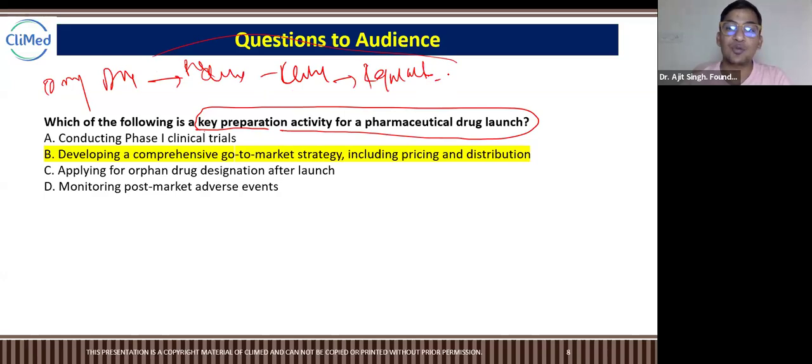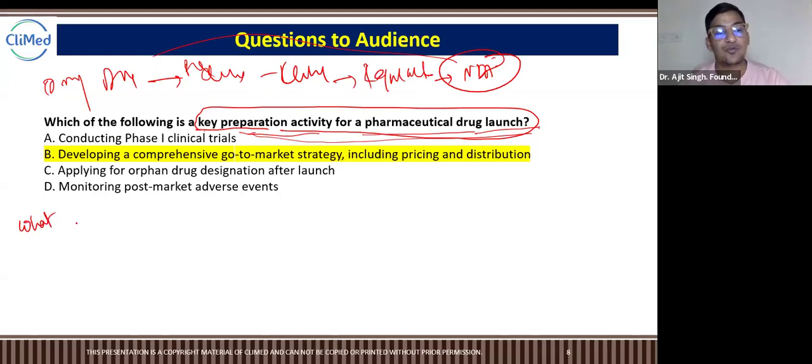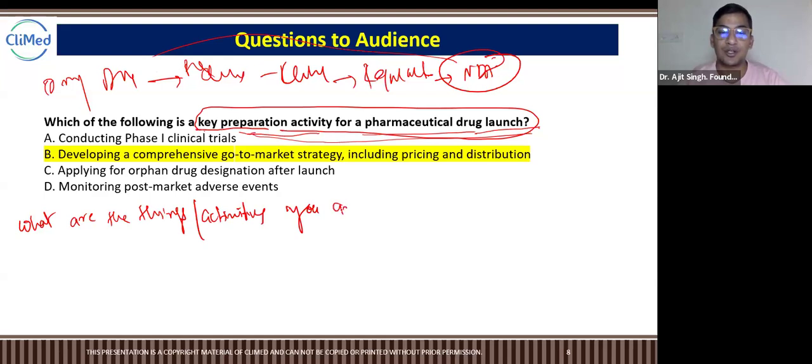But after this, we have to submit the NDA. So what are the key preparation activities for a pharmaceutical drug launch? You just have to tell me. What are the things or activities you think are important to plan before a drug launch?